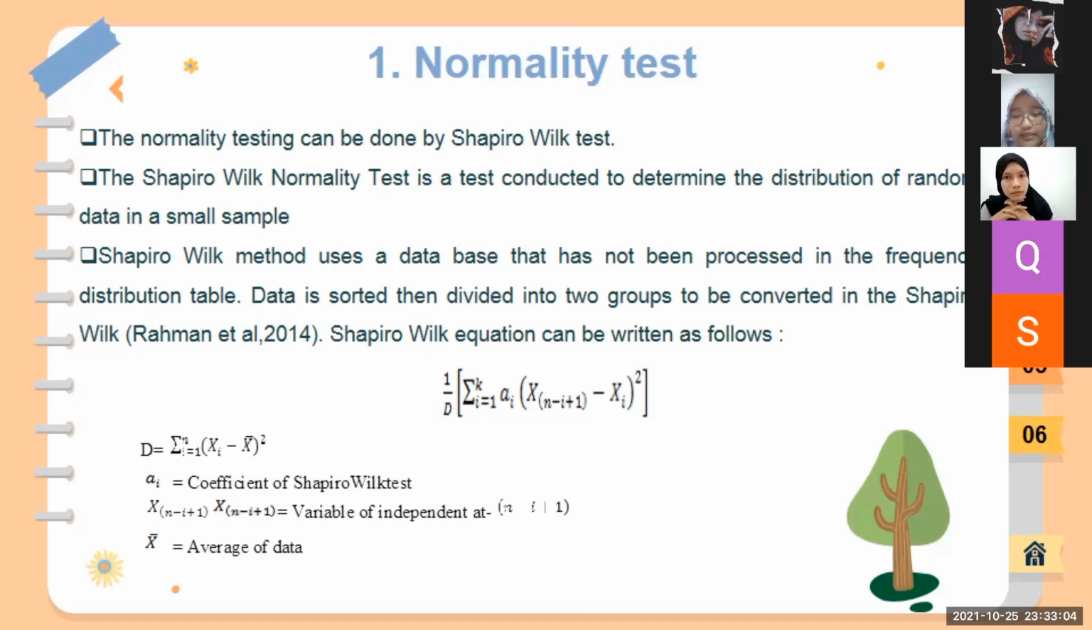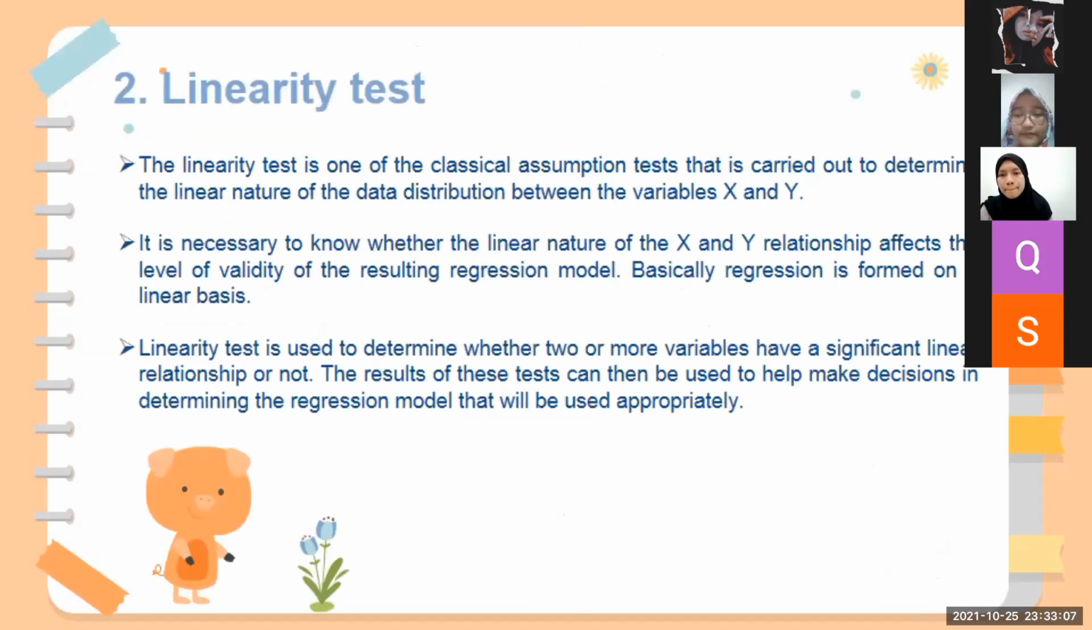Okay, next. Next is the linearity test. The linearity test is one of the classical assumption tests carried out to determine the linear nature of the data distribution between the variables X and Y. Jadi uji linearitas ini merupakan salah satu uji asumsi klasik yang dilakukan untuk mengetahui sifat linear distribusi data antara variabel X dan Y.